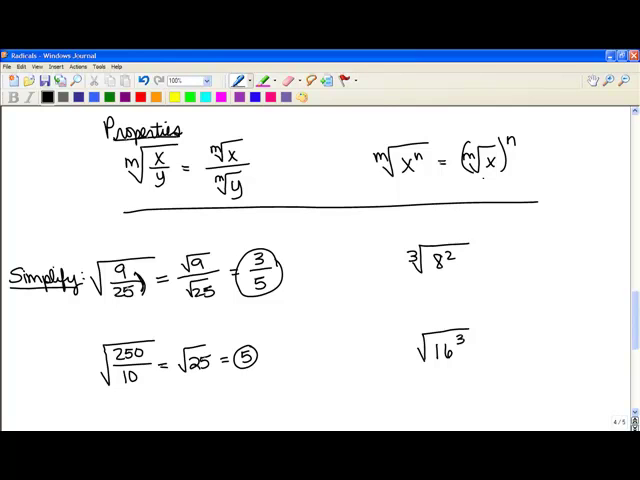These two examples use this property above. We're going to rewrite these using this property and take the power on the outside of the root. So here we could write the cube root of 8 all squared. Think about what number multiplied by itself 3 times will equal 8. 2 times 2 times 2 equals 8. So the cube root of 8 is 2. And when we square that, we have the number 4.